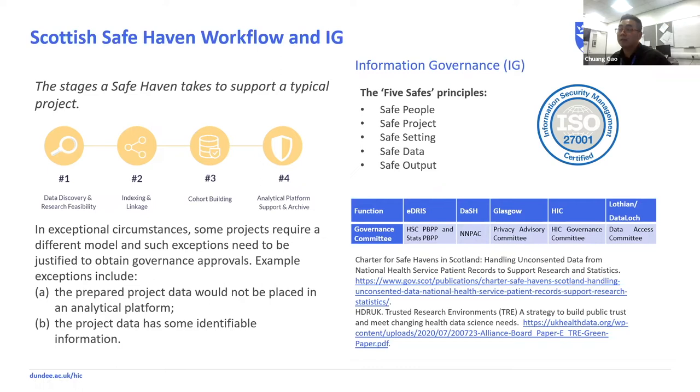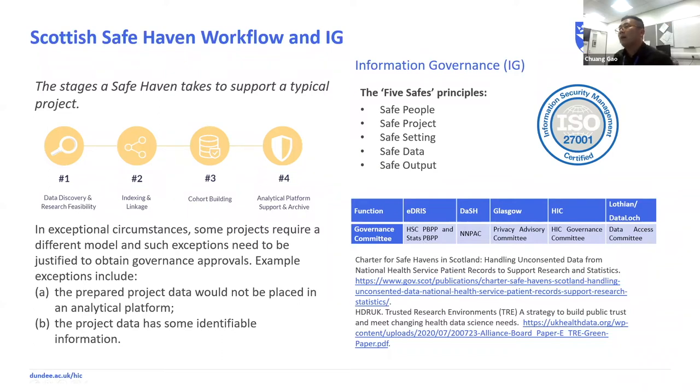But each of the safe havens has already established a governance committee that will streamline standard projects. So if your project is categorized as one of the standard projects, then your governance paperwork will be quite quick, because it will just go through this governance committee to get approved in one go. So those are the names of the governance committees of different safe havens.